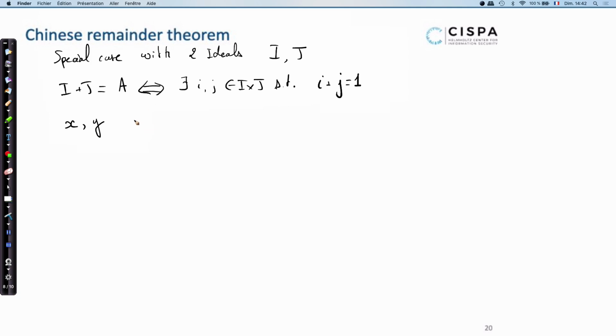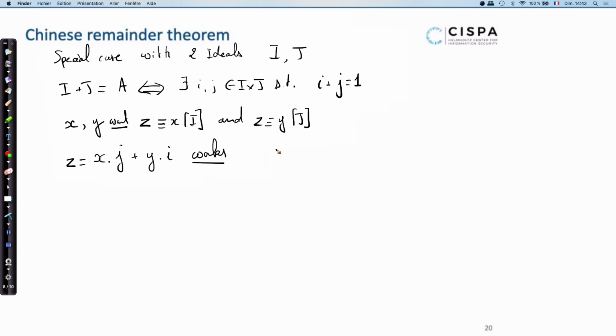So now you give me, let's say, x and y, and you want me to give you z, such that z is congruent to x mod I, and z is congruent to y mod J. And in fact, you can check that if I let z to just be x times j plus y times i, then this works.